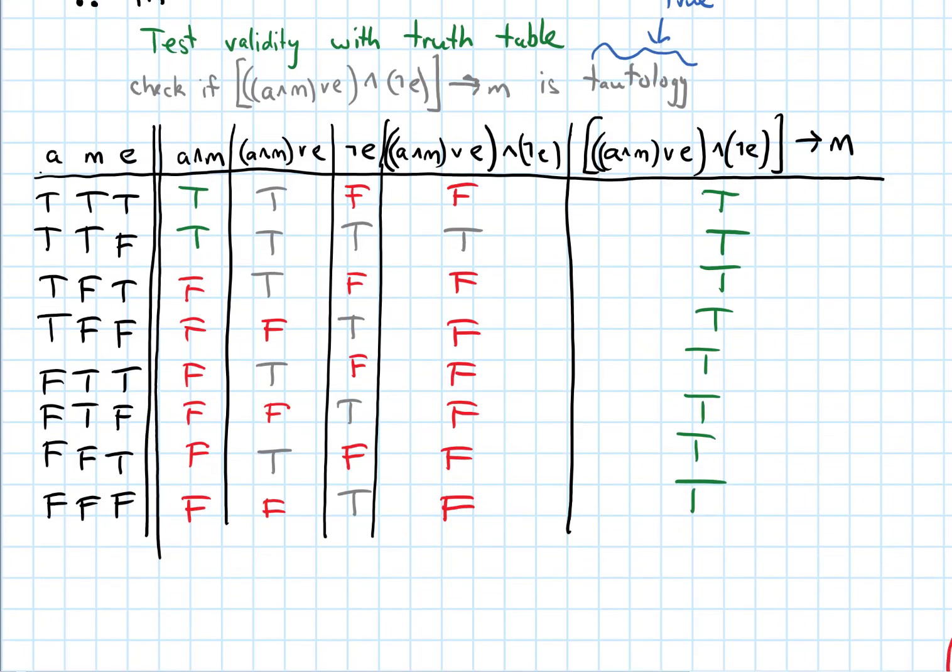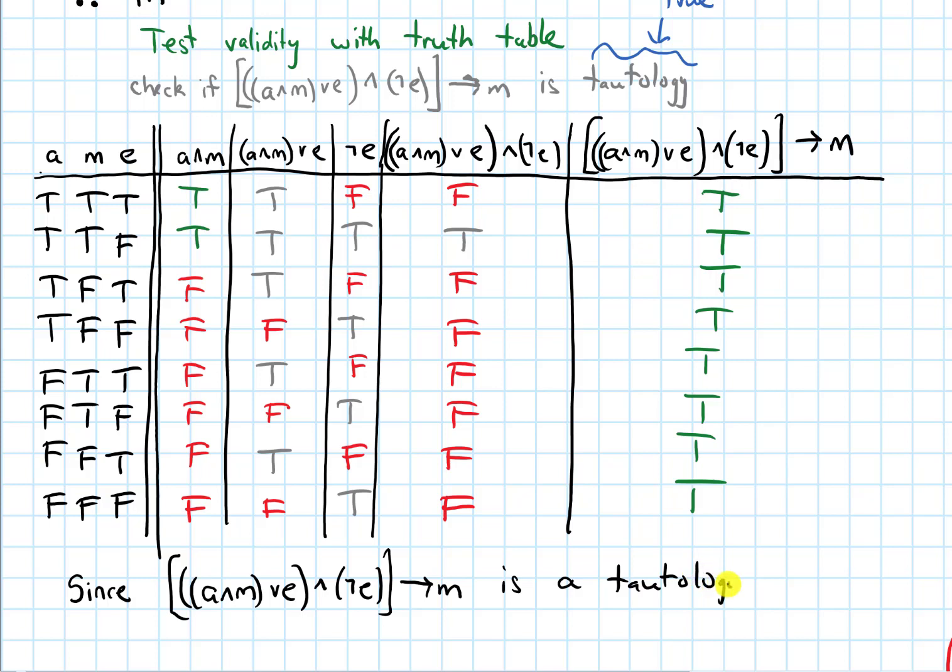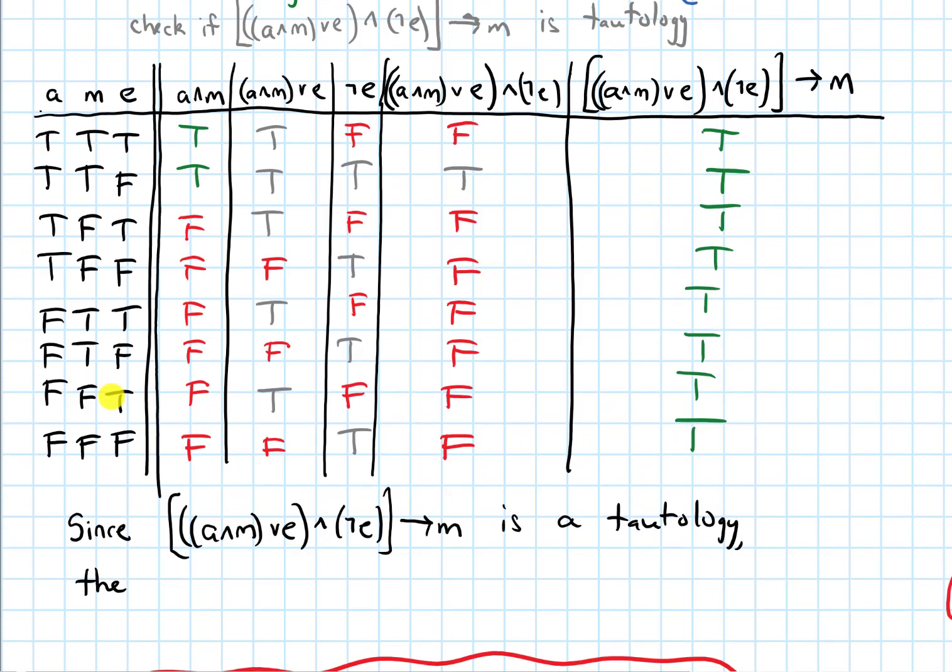Alrighty, so that is exactly what we wanted. The outputs are all true. So I got to write that as a conclusion. So since A and M, or E, parentheses, and not E, big old bracket, this whole thing implying M is a tautology. In other words, it is always true. That means the argument that we were looking at in this question is valid. And that is our answer.